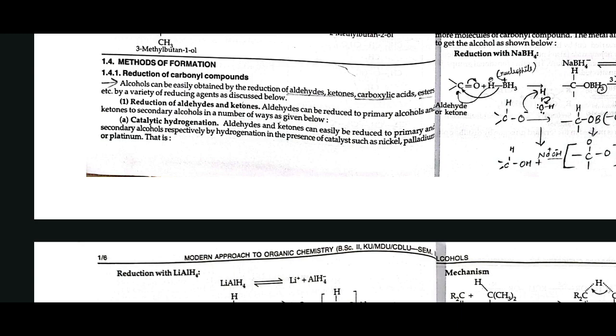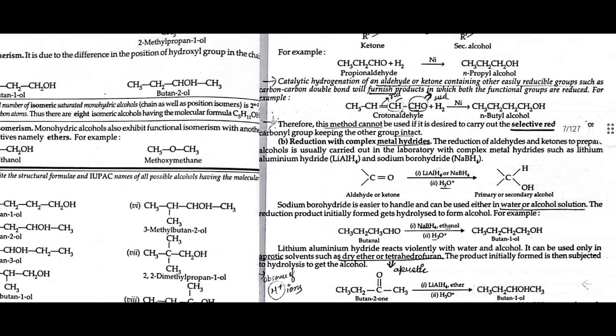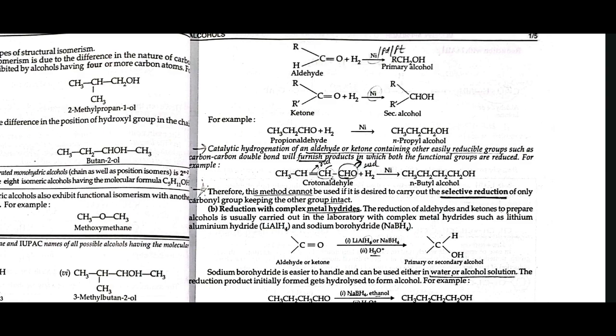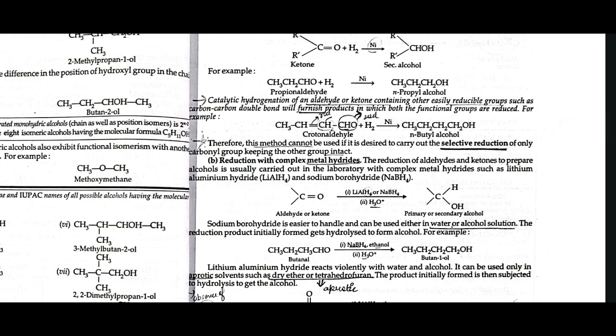A. Catalytic hydrogenation. Aldehydes and ketones can easily be reduced to primary and secondary alcohols respectively by hydrogenation in the presence of catalysts such as nickel, palladium or platinum, that is given below. Catalytic hydrogenation of an aldehyde or ketone containing other easily reducible groups such as a carbon-carbon double bond will furnish a product in which both functional groups are reduced. Therefore, this method cannot be used if it is desired to carry out the selective reduction of only the carbonyl group, keeping the other group intact.